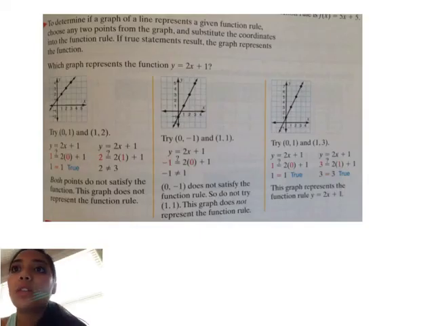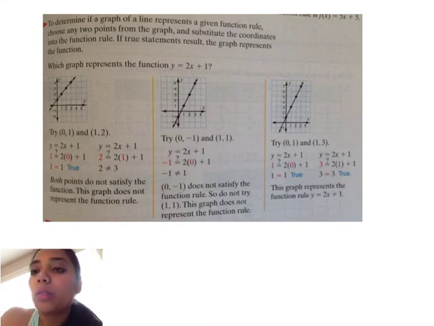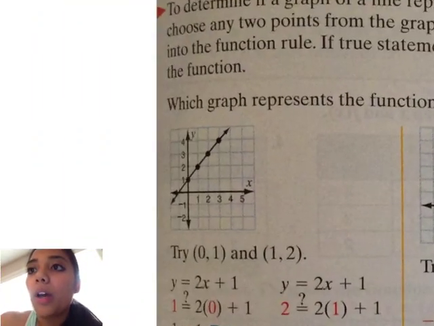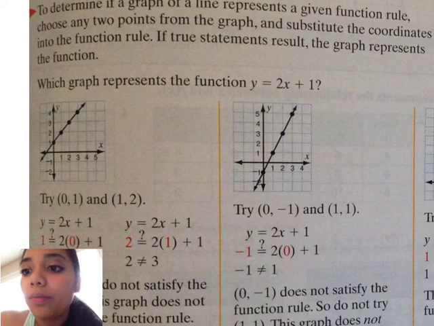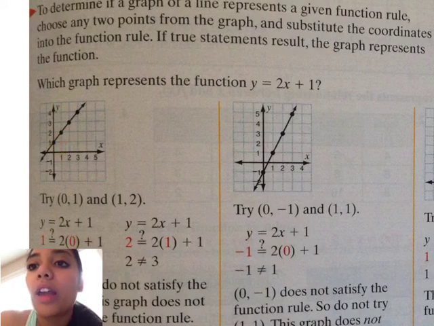So to determine if a graph of a line represents a given function rule, choose any 2 points from the graph and substitute the coordinates into the function rule. If true statements result, the graph represents the function. So which graph represents the function y equals 2x plus 1? So I'm going to do one by one. Y equals 2x plus 1. If this point is 0, 1, that's why you can try 0, 1 and 1, 2. You always want to try 2 points because it might work for one and not the other.